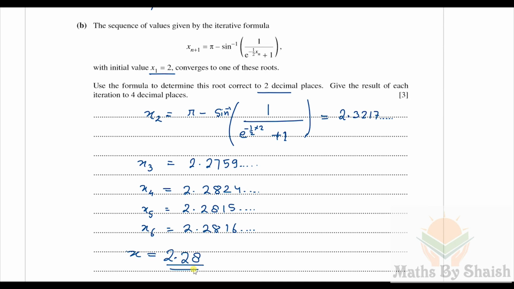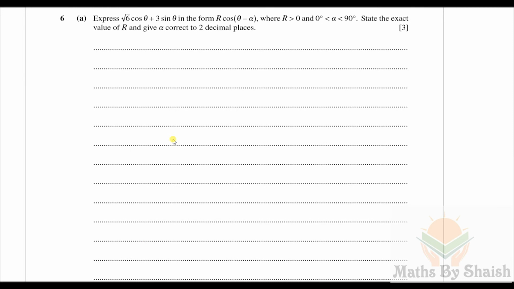I hope it is clear. Here's the sixth question, A part. Express root 6 cos theta plus 3 sin theta in the form r cos of theta minus alpha, where r is greater than 0 and alpha is in between 0 and 90 degrees. State the exact value of r and give alpha correct to 2 decimal places.